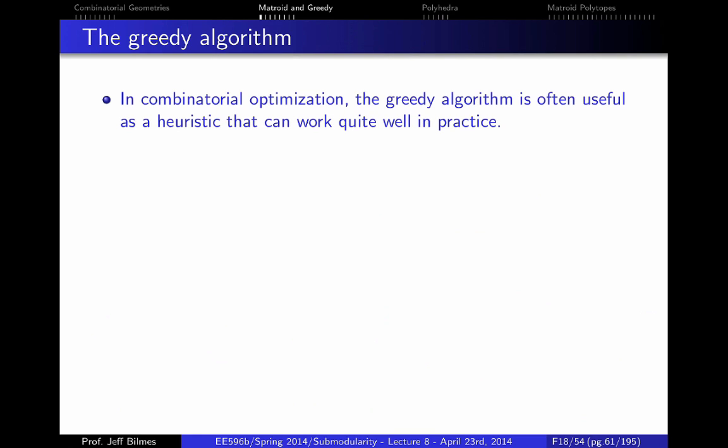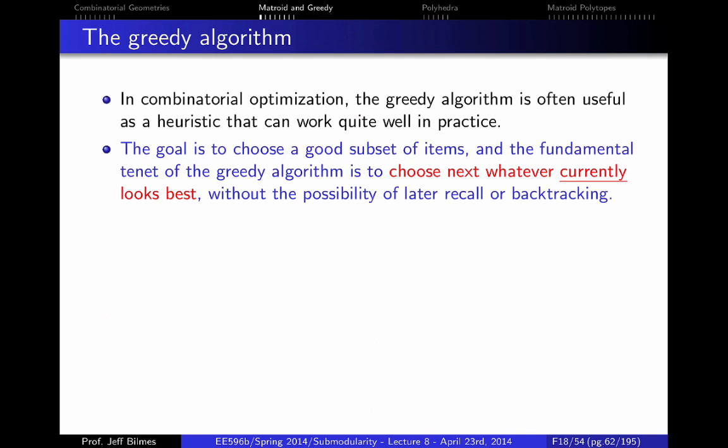The greedy algorithm, as everybody learns in undergraduate computer science classes, is often considered a heuristic, where you want to optimize something, you want to choose something, and you just run this greedy algorithm. And it often works. You can summarize the greedy algorithm by the following sentence: the fundamental tenet of the greedy algorithm is to choose next whatever currently looks best without ever having the chance to undo what you've done. So once you've made a decision to choose whatever looks best at the moment, you can't undo it.